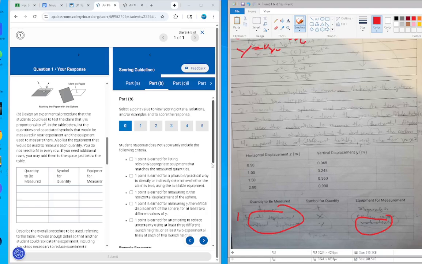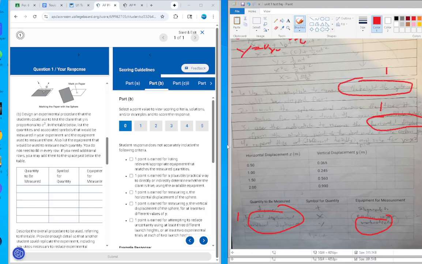And 1 point is earned for measuring the x, the horizontal displacement, and I put here, you measure the x, so this is another point. And then another point is for measuring y, and then I said use the meter stick to measure the height of the sphere, so this would be the y, technically. So this would be another point.